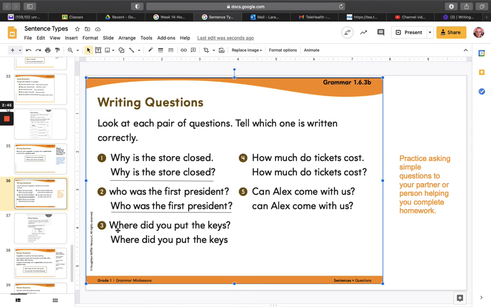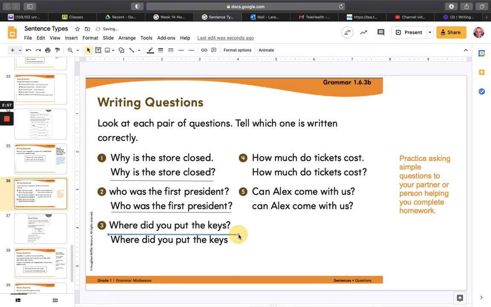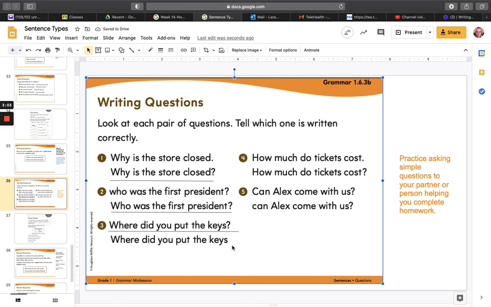Number 3, where did you put the keys? So both of those say the same thing. Which one is written correctly? If you said this top one, you would be correct. It is written correctly. It begins with a capital letter and it ends with a question mark. This one down here has no punctuation at all. It's a question. It must end with a question mark.